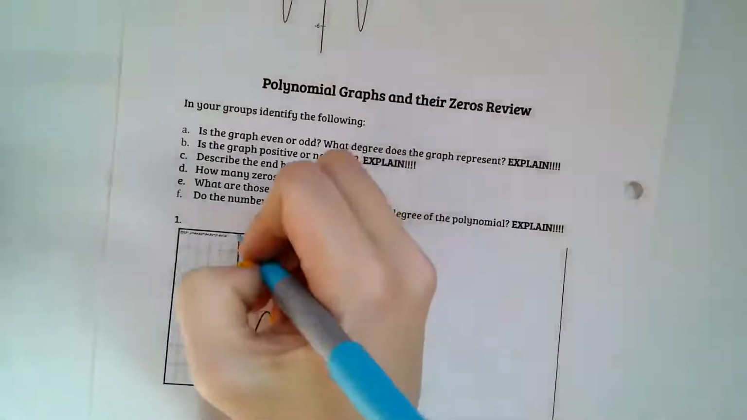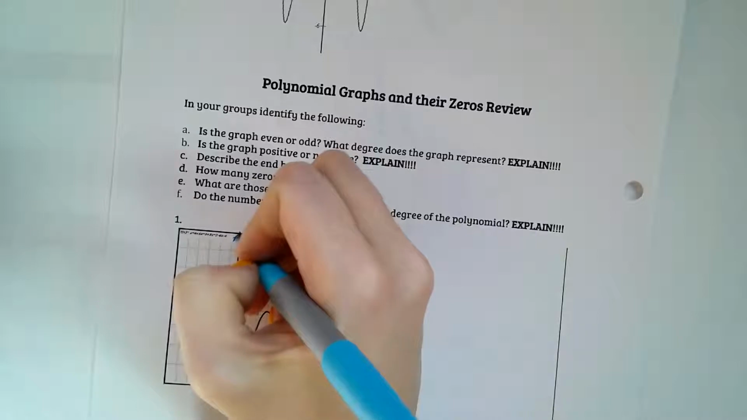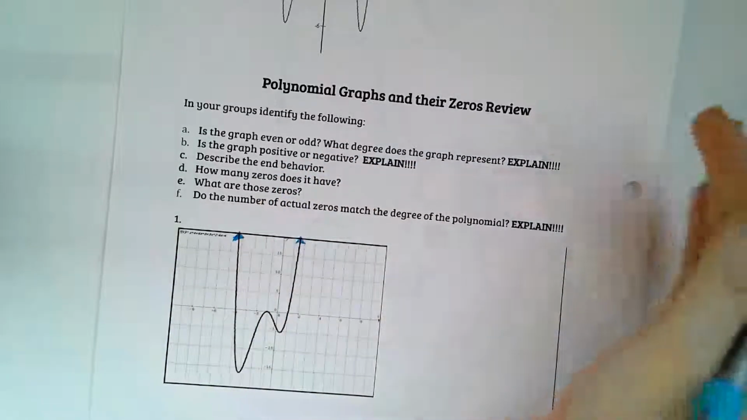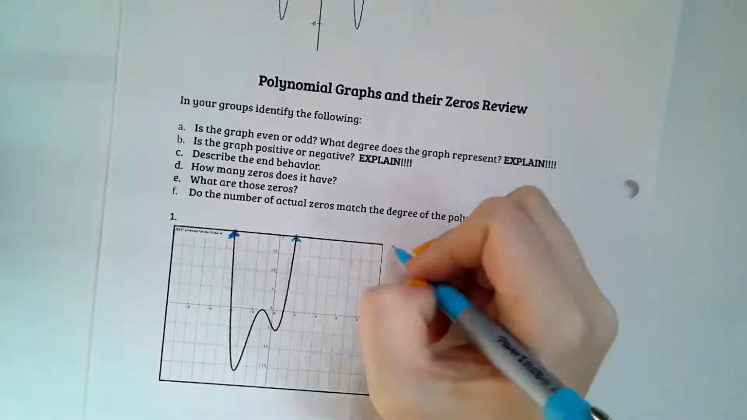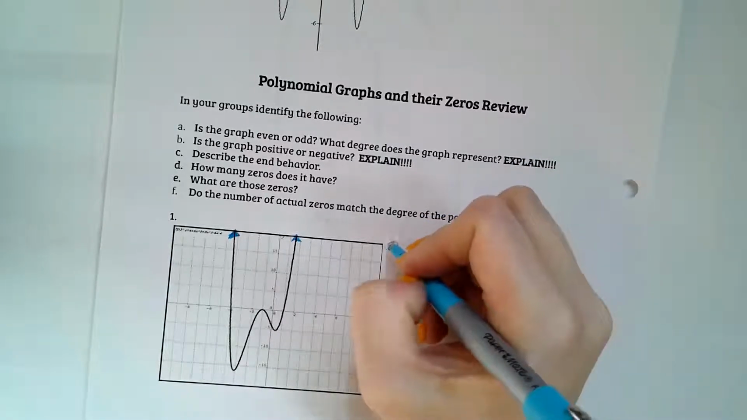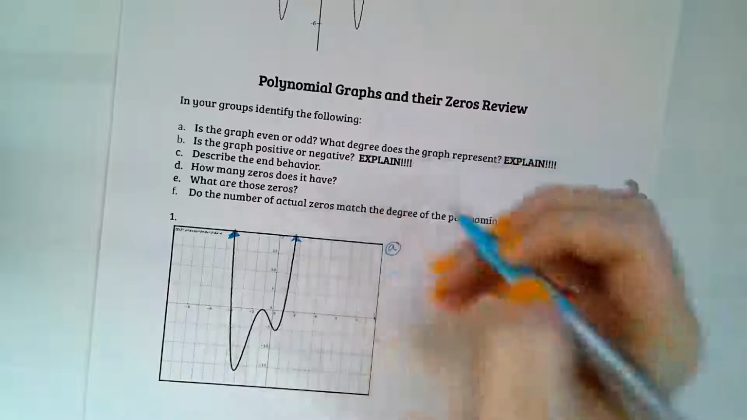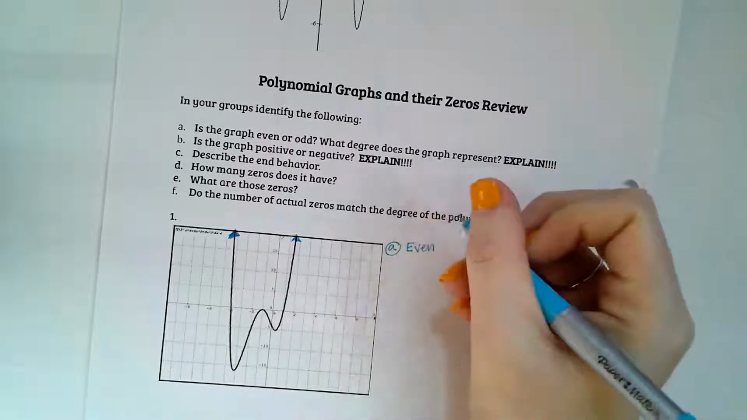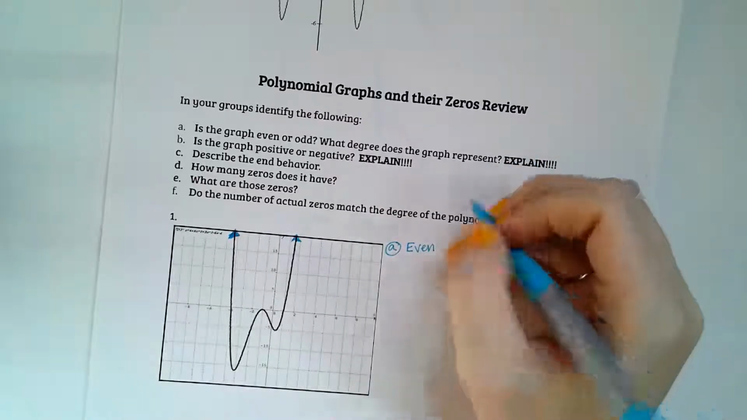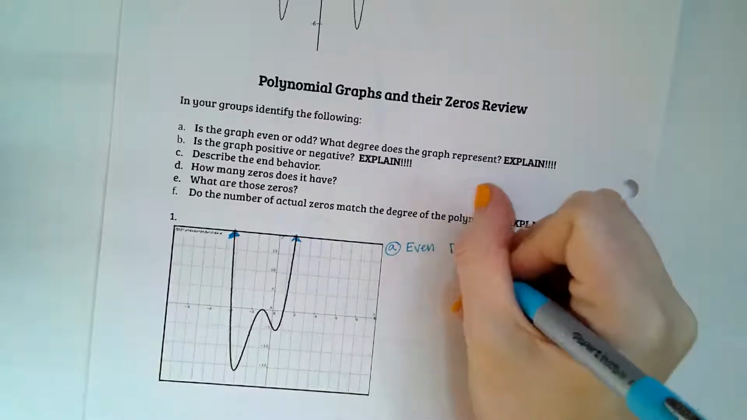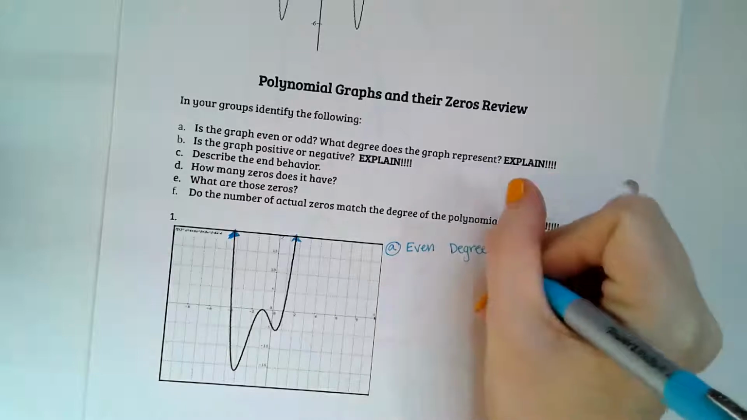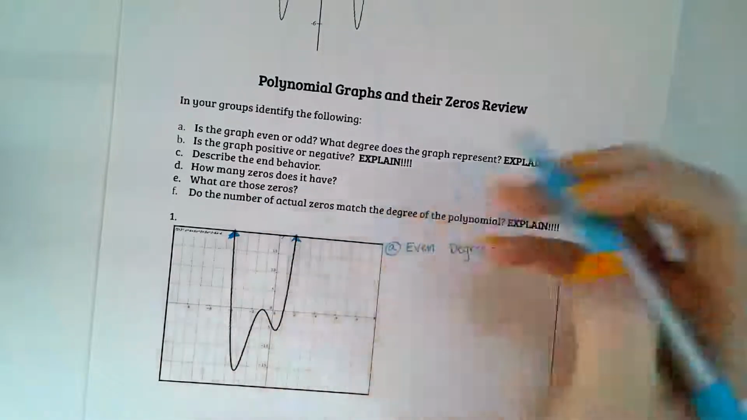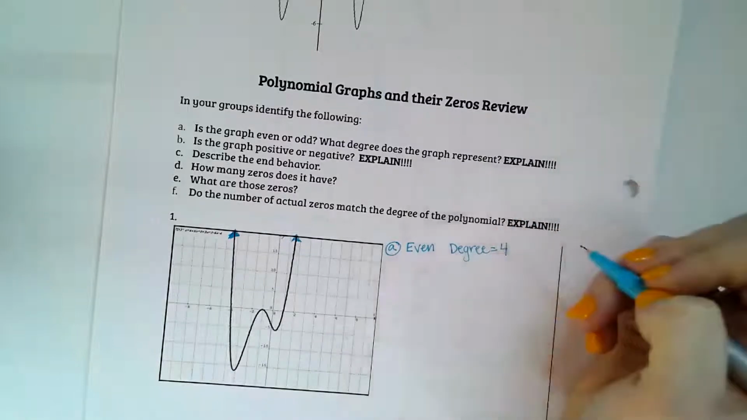Okay, so both of our ends are pointed upward. So part A, if they're both pointed up, that means that it's even. So our degree, so 1, 2, 3, 4. Our degree is 4.